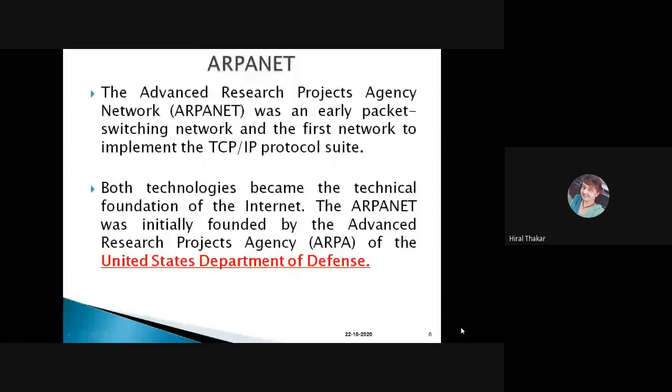The ARPANET was initially founded by this agency of the United States Department of Defense. So this technology became the foundation because this was the first technology that was used in the history of internet, and it was used by this agency, right? This Advanced Research Projects Agency, and this agency belongs to the United States Department of Defense.